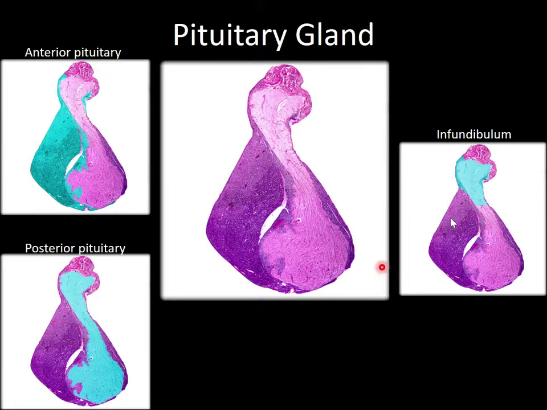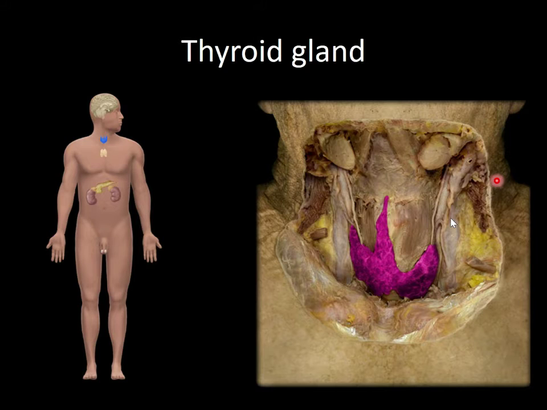Here again, we are looking at the pituitary gland. We have the anterior component, posterior component, and the infundibulum. Next, let's look at the thyroid gland. The thyroid gland here is located anterior to the windpipe.